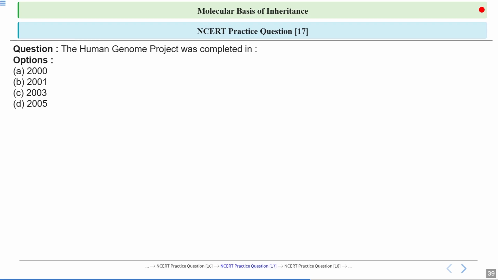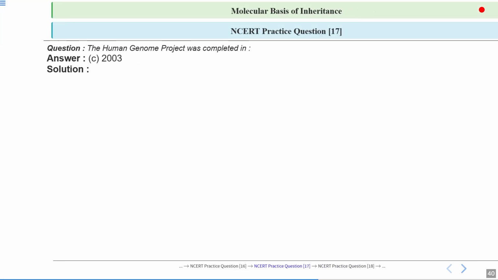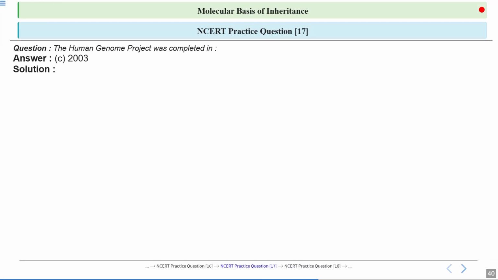Next, the Human Genome Project was completed in which year? So you have these four options: 2000, 2001, 2003, and 2005. What is the correct answer? See, option number C is the correct answer. 2003 is the correct answer.